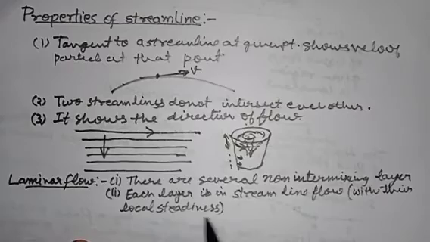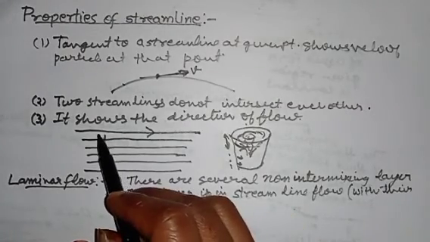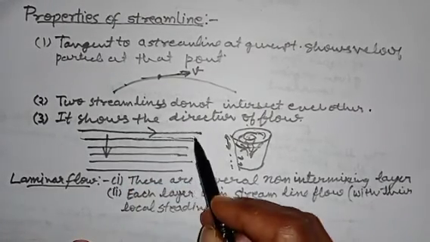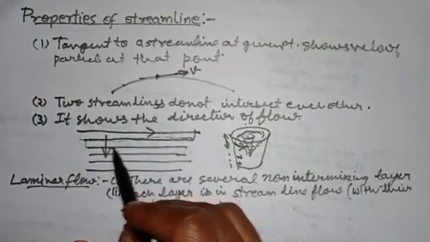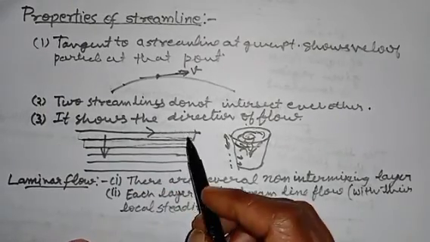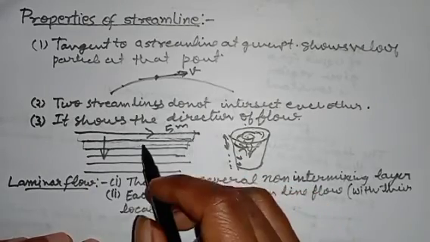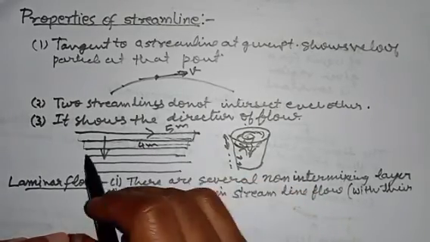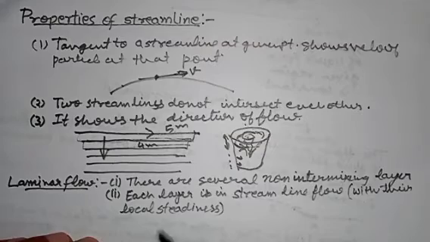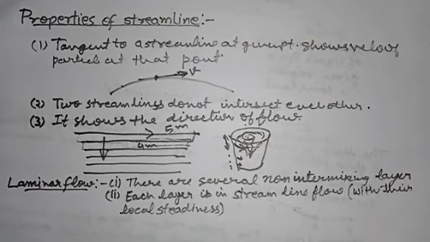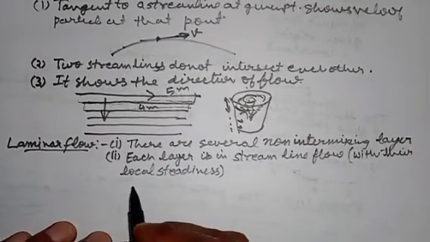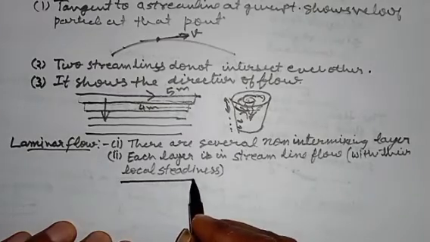What does it mean? Local steadiness: this entire layer will have a different velocity than this. But this entire layer will have a velocity, let us suppose 5 meter per second, then the entire layer has that 5 meter per second. If this is 4 meter per second, then the entire layer has 4 meter per second. So this is laminar flow. And now how can we show it pictorially? Like this.